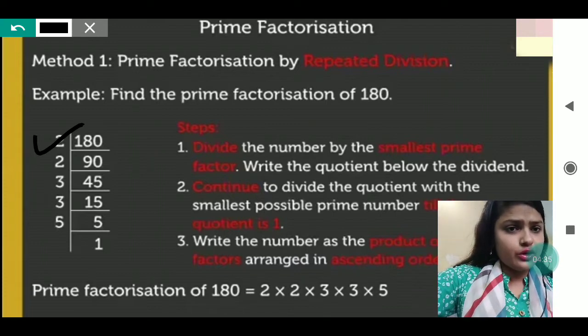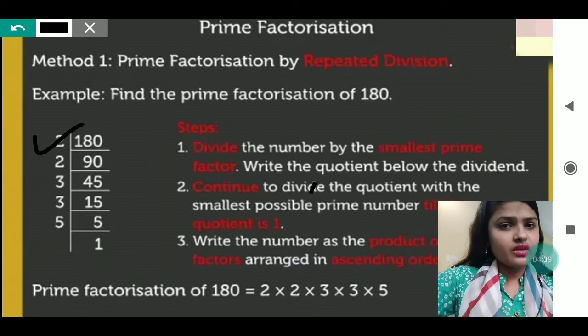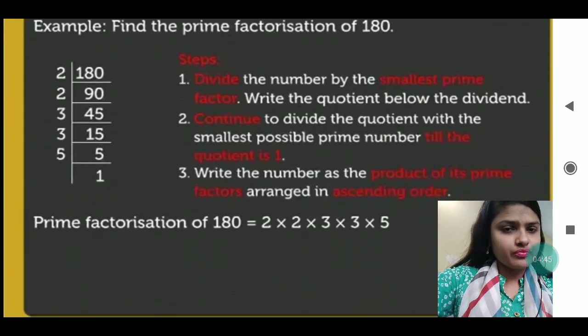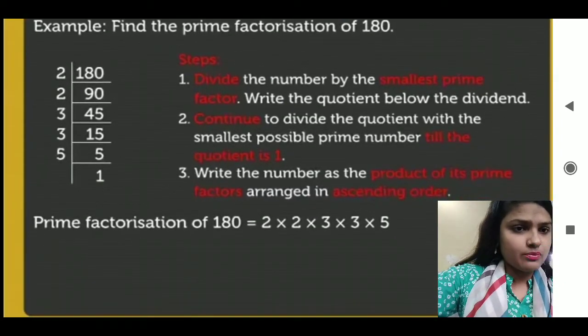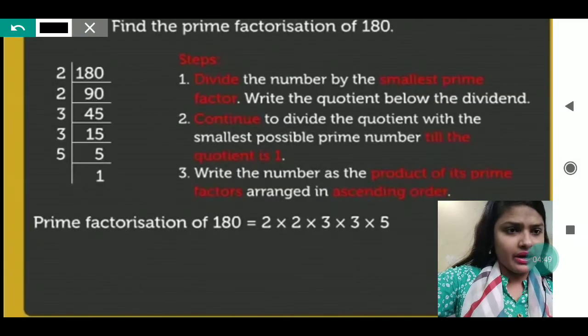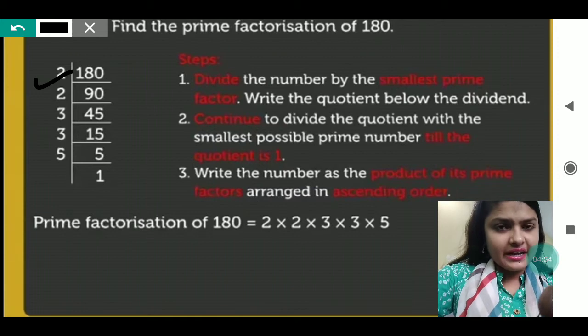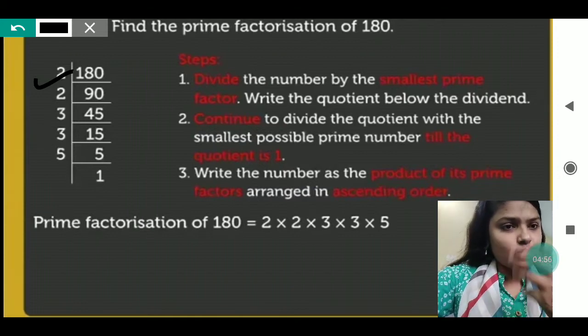After that, continue to divide the quotient with the smallest possible prime number. We will continue the division with the smallest prime number. Like you can see, one time I have divided by 2 and got 90. Then 90 again I am dividing with the smallest prime.